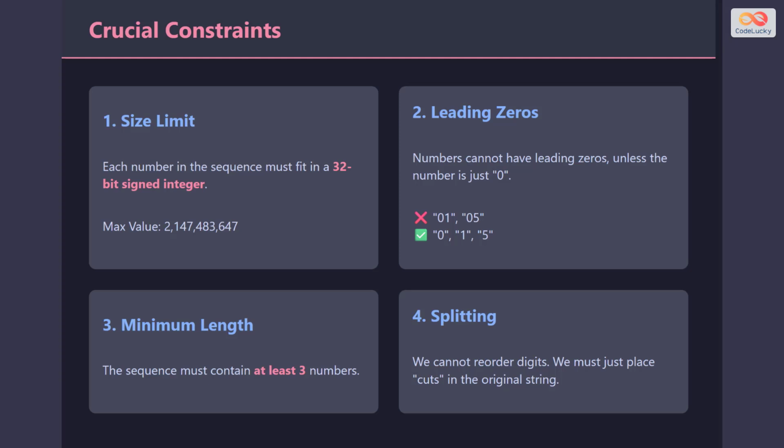There are some tricky rules we must follow. First, every number must fit within a 32-bit signed integer. Numbers larger than that are invalid. Second, numbers cannot have leading zeros, so 01 is invalid, but a single 0 is fine. And finally, we cannot rearrange the digits. We can only split the string where it stands.